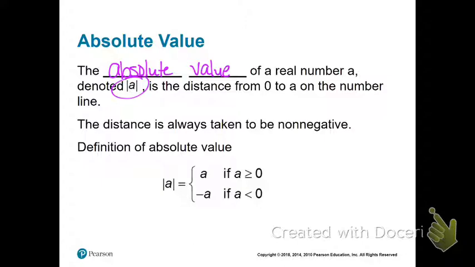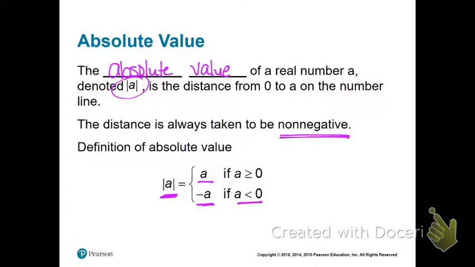Distance is never negative, okay? So it's always going to be non-negative. It's never negative. It's always going to be either 0 or it's going to be positive. All right, the definition of absolute value reads like this. And so let's talk about that for just a minute here. So we have our absolute value of A. It says if that A that's inside is a positive number, then it's just going to be equal to A. If the A inside is a negative number, then it's going to be equal to negative A.